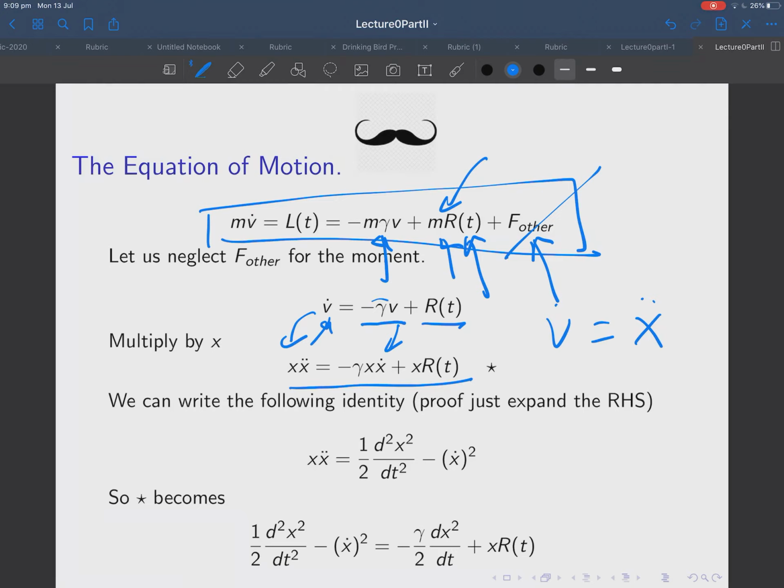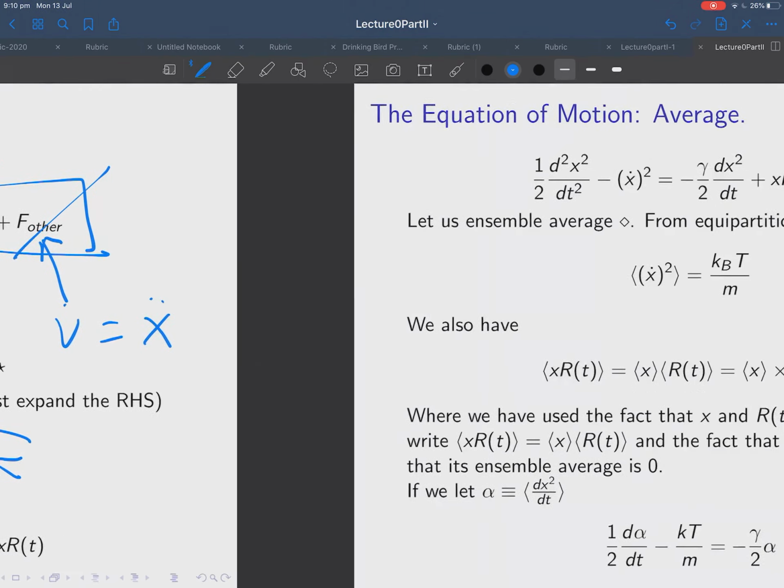Now, there is a nice identity you can write down, which you can prove yourself in not very long, which is that x times x double dot is a half of d squared x squared by dt squared minus x dot squared. If you just expand the right hand side, you'll find you get the left hand side. Just differentiate it. Okay, so if we use that identity, we can then get the following equation. The right hand side stays more or less the same, and we get this thing on the left hand side which looks like this. And so that becomes our equation. We'll put that on the next slide as well.